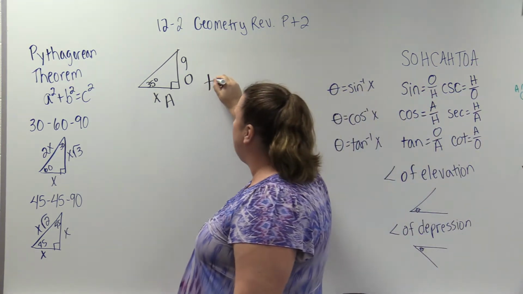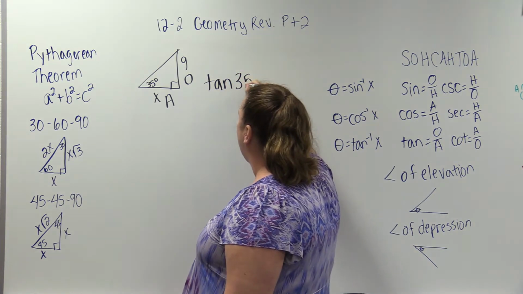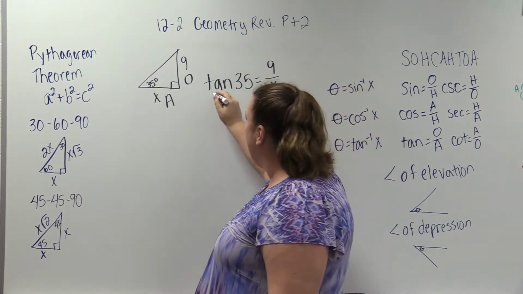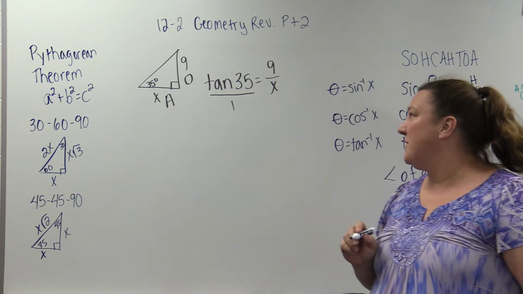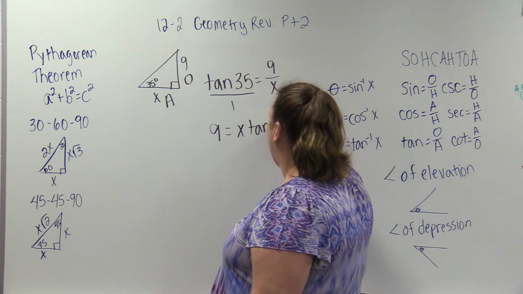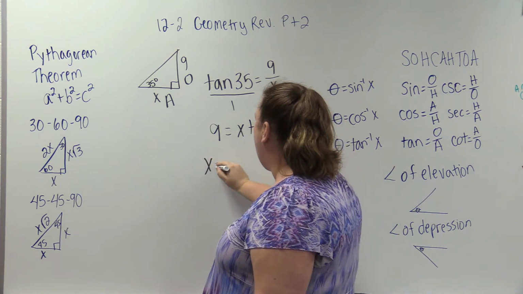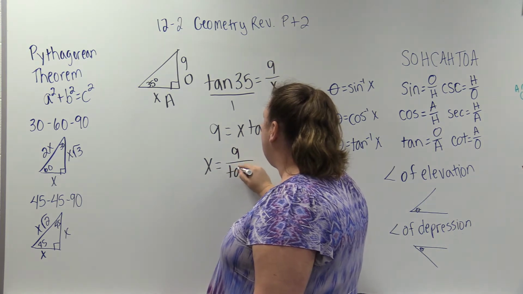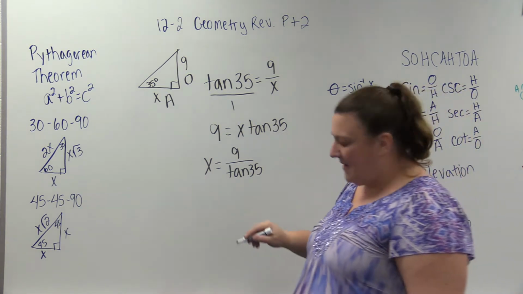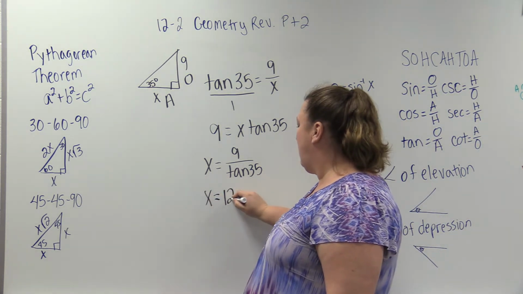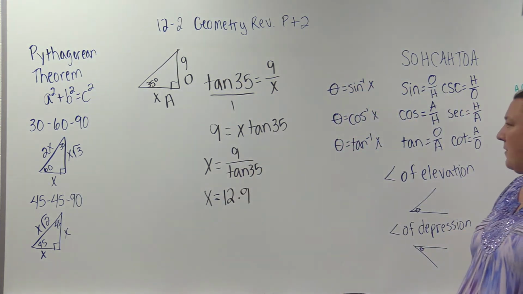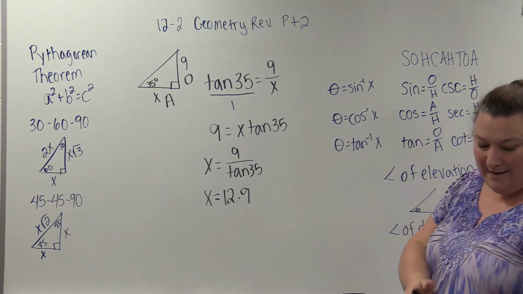So I have the tangent of 35 equals 9 over x. And then if I set this up as a proportion, then I know that 9 equals x tangent of 35, or x equals 9 over the tangent of 35, and x equals 12.9. There you go. Now we're going to go on to some angles.